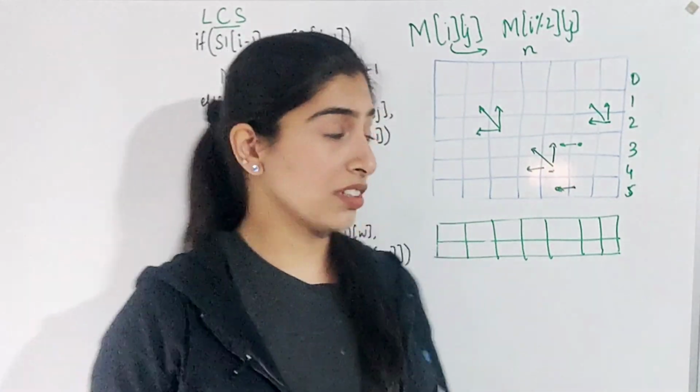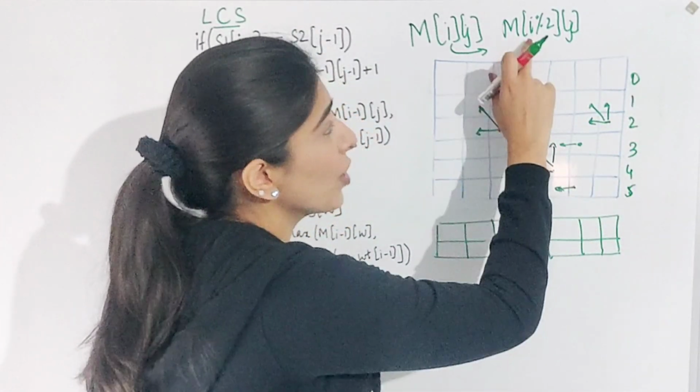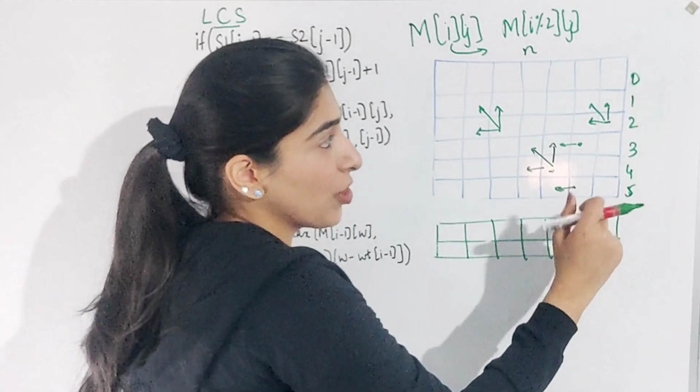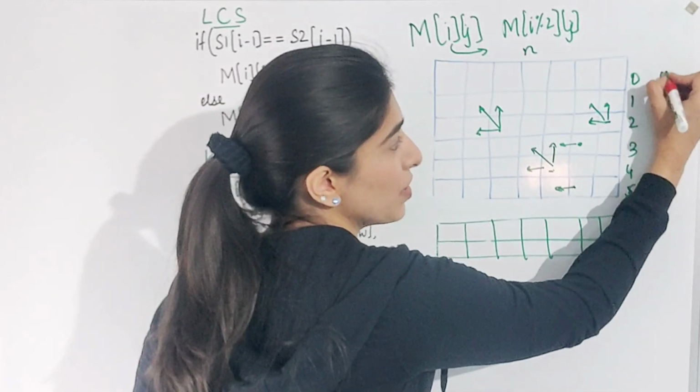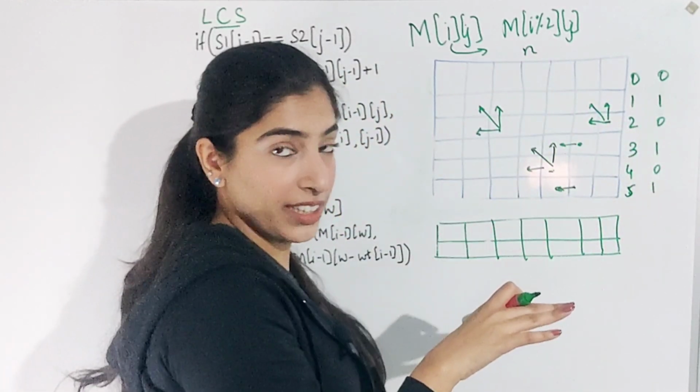Let's see how this will work. So I have numbered all the rows over here, 0, 1, 2, 3, 4, 5, right? What will be the i mod 2 values corresponding to these values? 0 mod 2 will be 0, 1, 0, 1, 0, 1. As you can see, this is alternating, right?